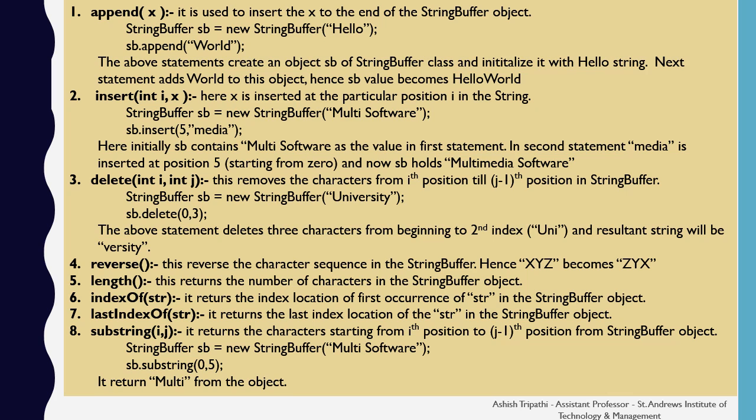The last method is substring(i, j). It returns the characters starting from the ith position to the (j-1)th position from the StringBuffer object. Hence, in this example, if we have an sb object having the value "multi software" and we call substring(0, 5), then it will extract "multi" from the object.